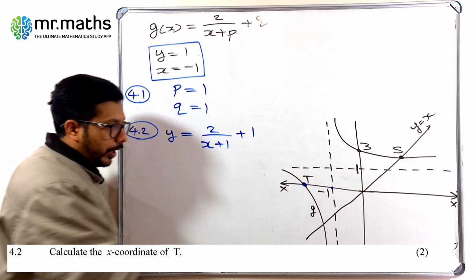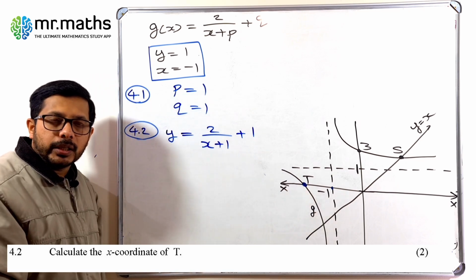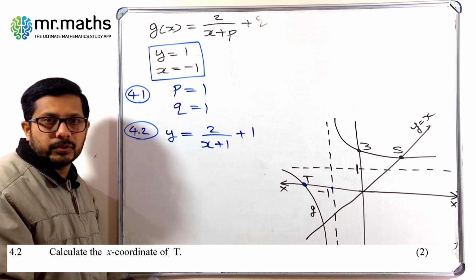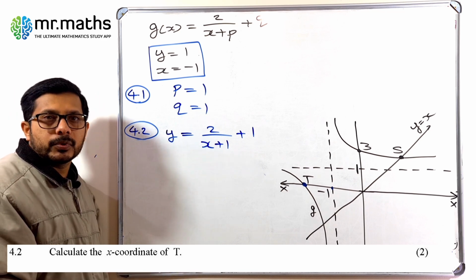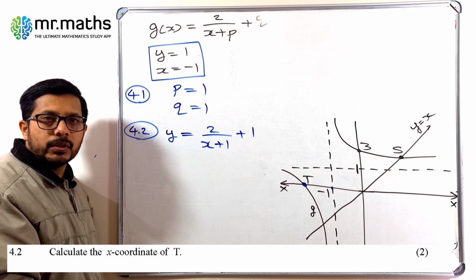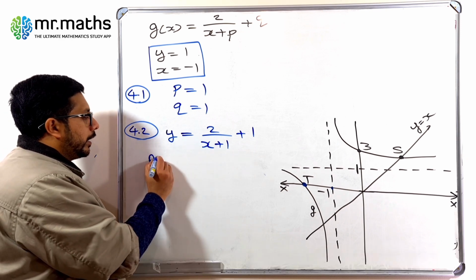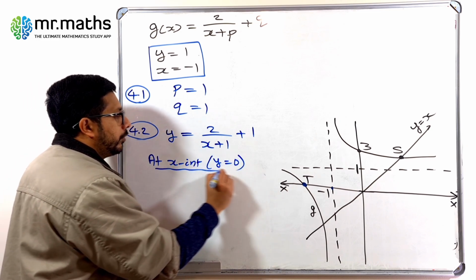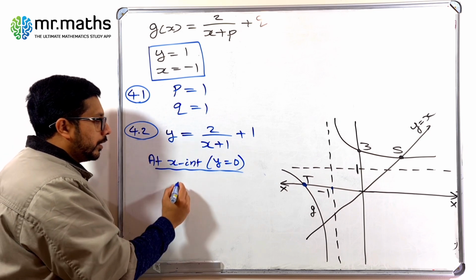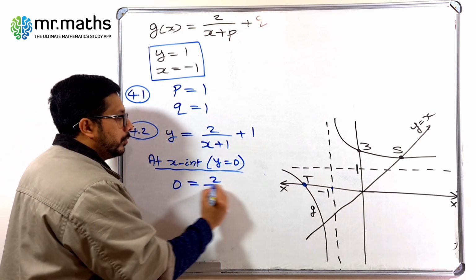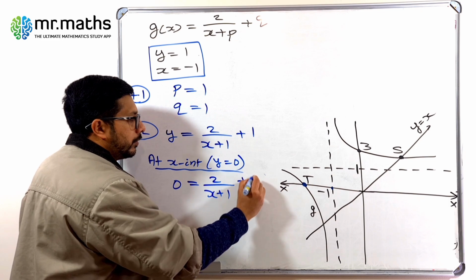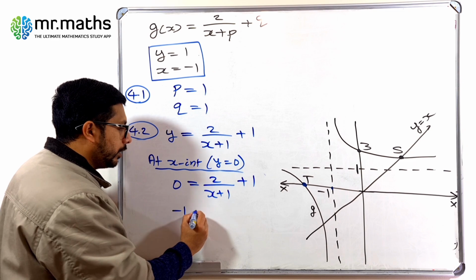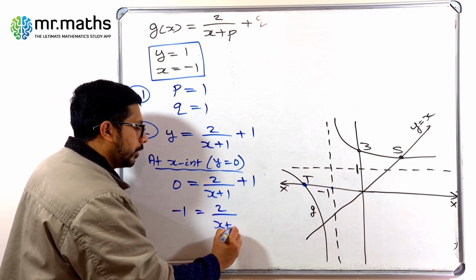And we have to find the x value of T, am I right? The x coordinate of T. So T is the x-intercept. You know that at the x-intercept the y value is 0. So you have to substitute the value of y as 0. That means 0 is equal to 2 divided by x plus 1, plus 1. Take this plus 1 to this side, so it is going to be minus 1. So minus 1 is equal to 2 divided by x plus 1.